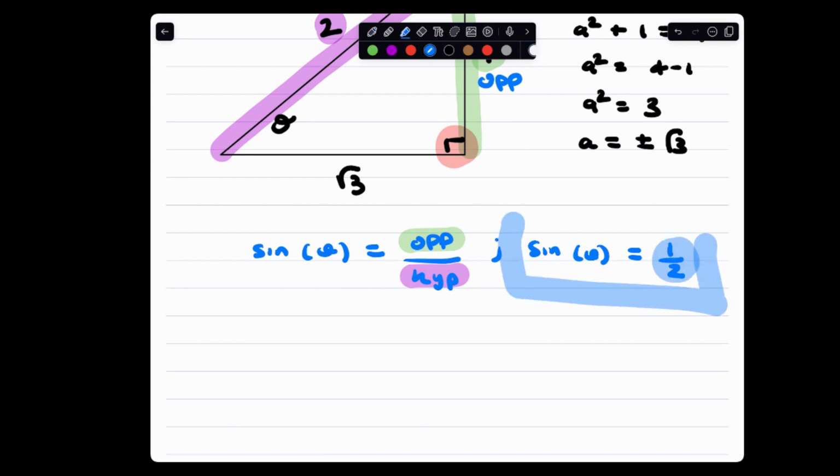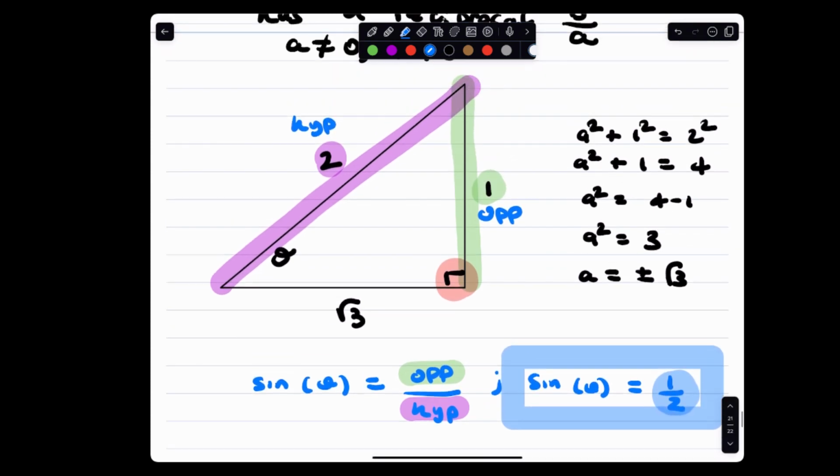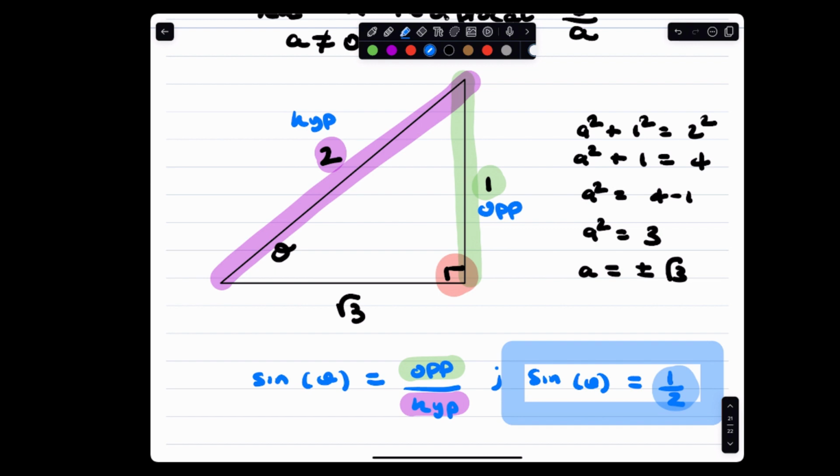Okay, if you guys remember that right triangle ratio, sine in this example is 1/2, because it's always going to be the opposite side over the hypotenuse. Okay. Anybody have any questions on that? 1/2 here.